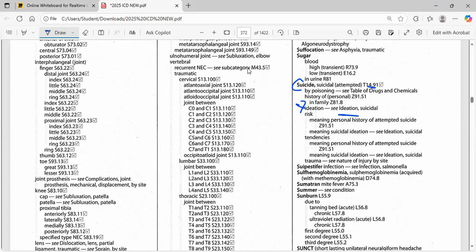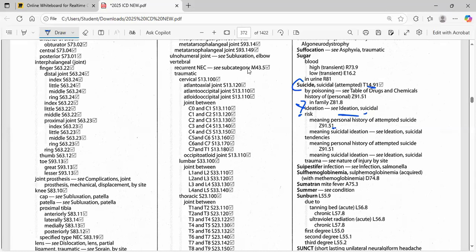So we went to the suicide, we went to the ideation, and it says "see ideation followed by the suicide". Under the risk, this is another term. You can see here, these terms are listed alphabetically. Under the risk, we have the code Z91. This Z91 code is not under the ideation.